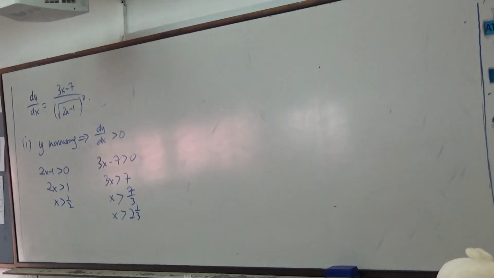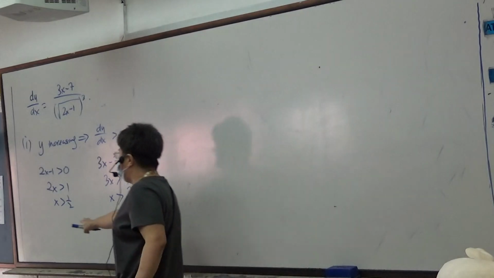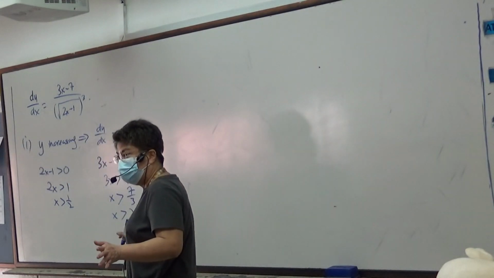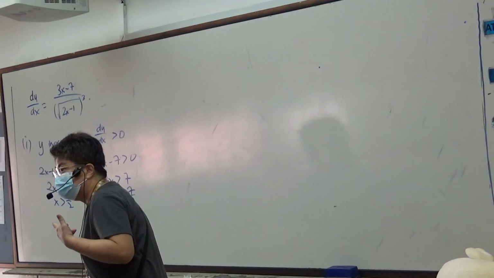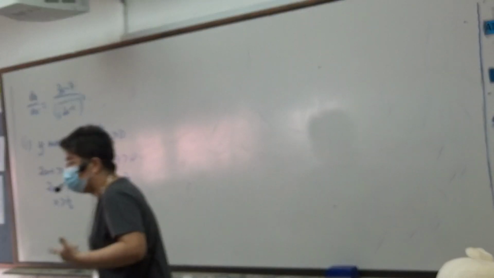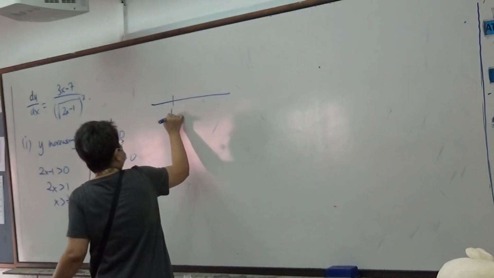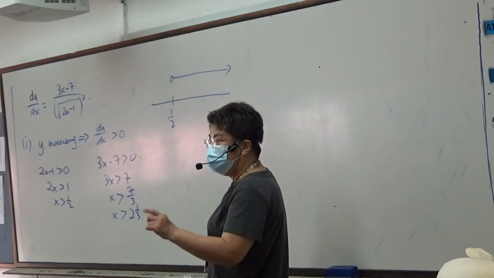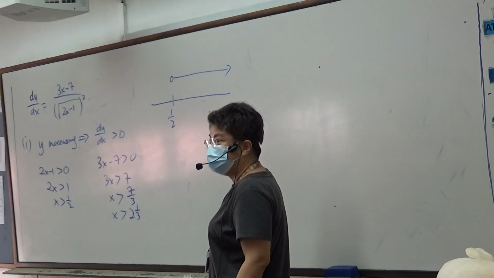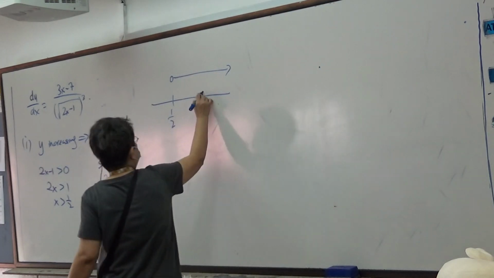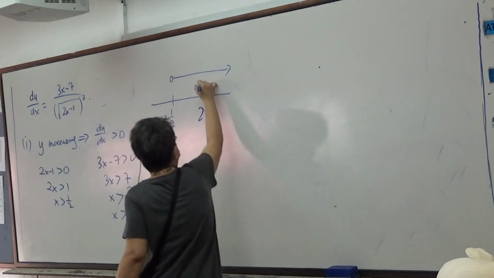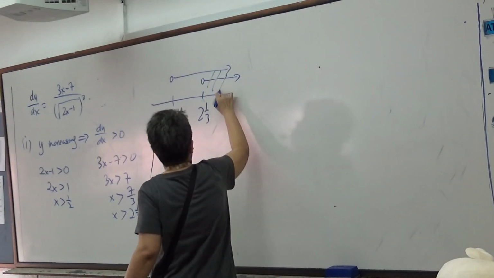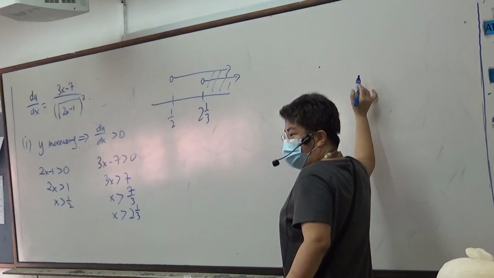Now, what's going to happen? Do you agree that it must satisfy both? Then it will work. That means I must take the intersection. Now all of you look. This is half. Bigger than half is here. Why do I put a hollow circle? Because it excludes. 2 1/3 is somewhere here, right? So can you see the intersection? It must satisfy both.